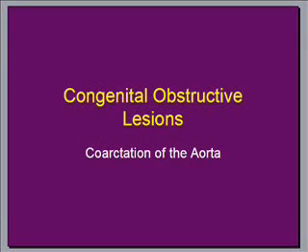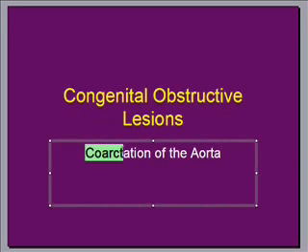Good morning. So this is the second part of the lecture on congenital heart disease. In this area we would like to discuss a congenital disease of the heart, in fact the aorta. When the aorta is narrow, this narrowing of the aorta is known as coarctation. Coarctation of the aorta, narrowing of the aorta.